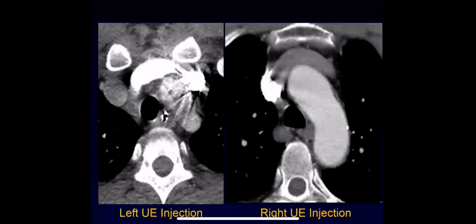Our contrast is injected via the right arm and not the left because you may have dense streak artifact in the aortic arch and the arch vessels when contrast is injected from the left arm.